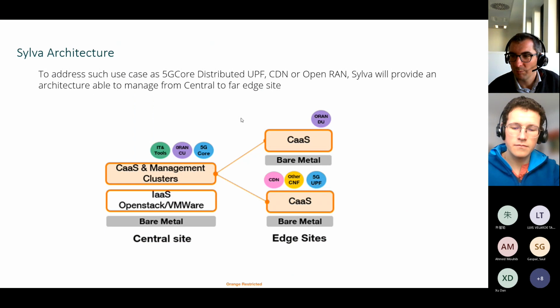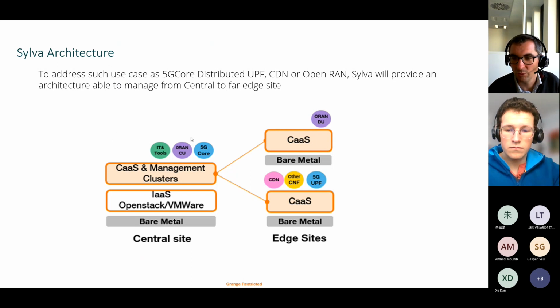Just to give a view, I mentioned that the main topic is to address the distributed cloud. So basically, a very, very high level architecture is to better understand that we can have on a central side the way to manage different CAS nodes which are on the edge side, and we are able to manage different kinds of network functions. I mentioned here some network functions about distributed UPF, CDN, Open RAN, but we are not limited to this. Also IT and tooling, and we can have some central deployment or some edge deployment.